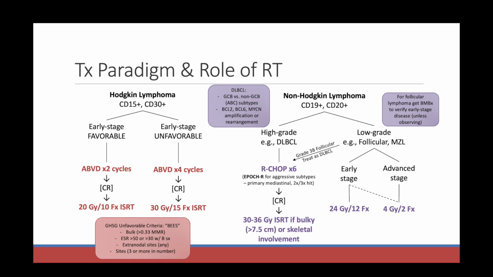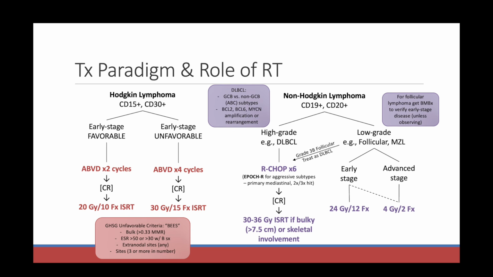fraction involved site radiotherapy. If they meet any of those B's criteria and they are then classified as unfavorable, then we do ABVD for 4 cycles, and if they have a complete response to the 4 cycles, then we can do 30 gray in 15 fractions ISRT, okay? So I think the Hodgkin treatment paradigm, if you just remember the German criteria that make you favorable versus unfavorable, if you're favorable by German criteria, it's ABVD times 2 followed by 20 gray. If you're unfavorable, it's ABVD times 4 followed by 30 gray.